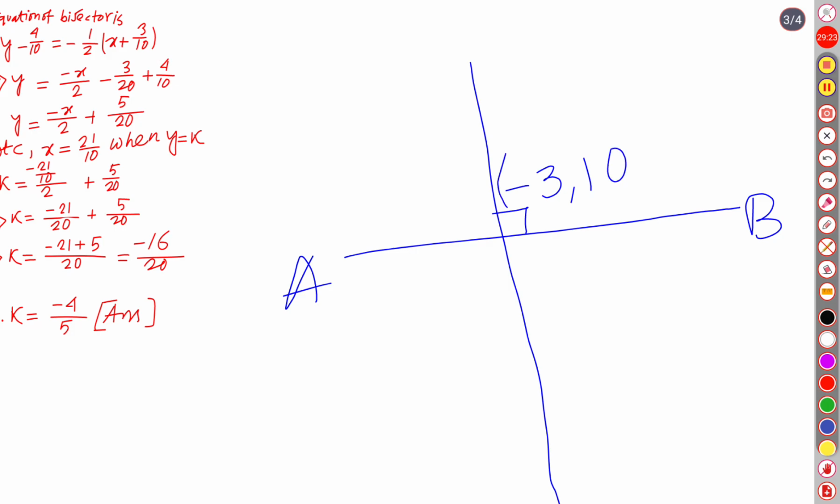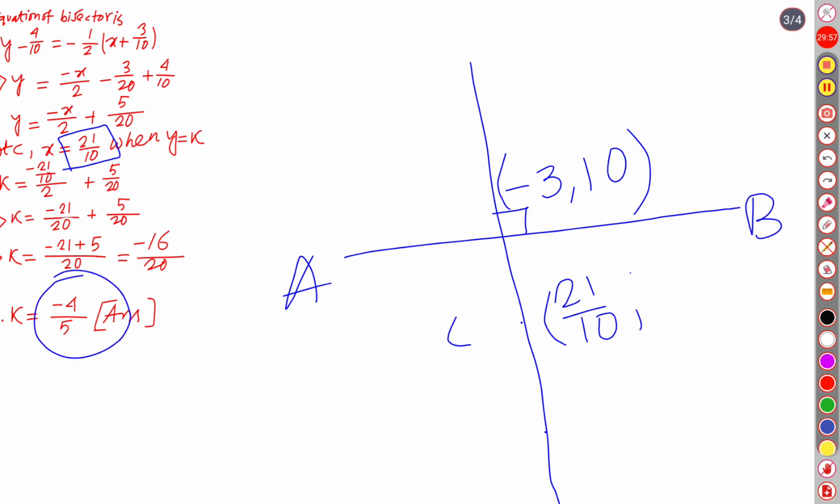And they told there is another point C, which we have already obtained. Suppose here is C. And at C what is the coordinate? This is C, where we have obtained the x coordinate is 21 over 10, and the y coordinate is negative 4 over 5. Well, so these are the coordinates we do have.